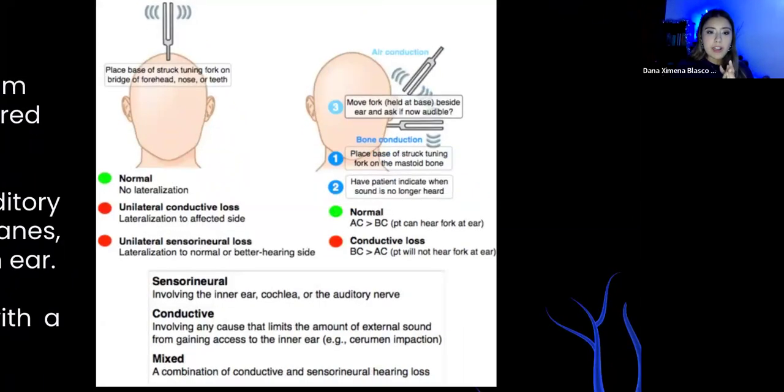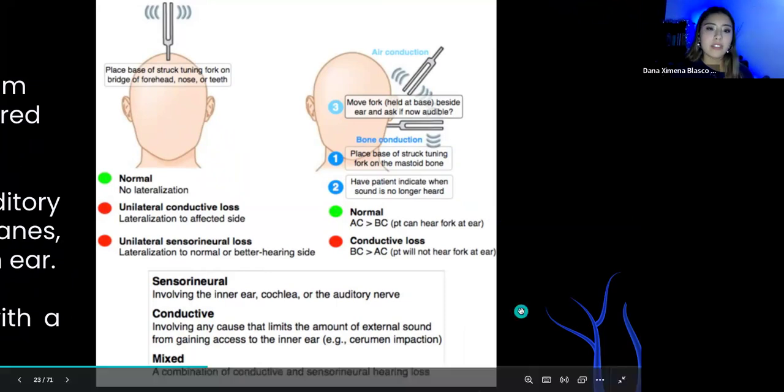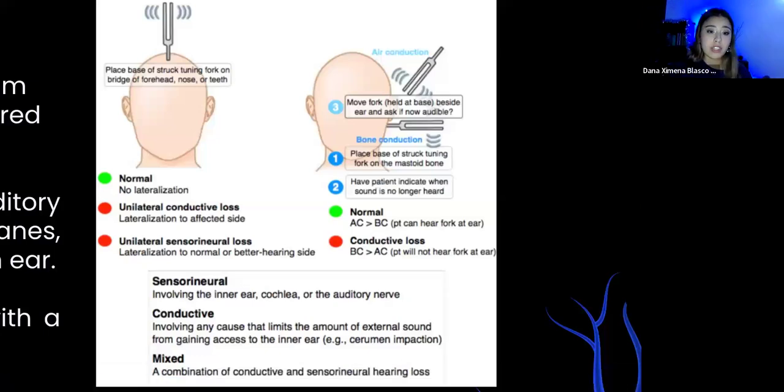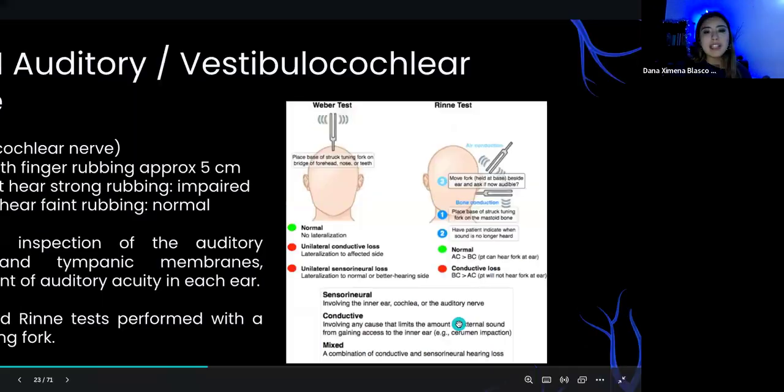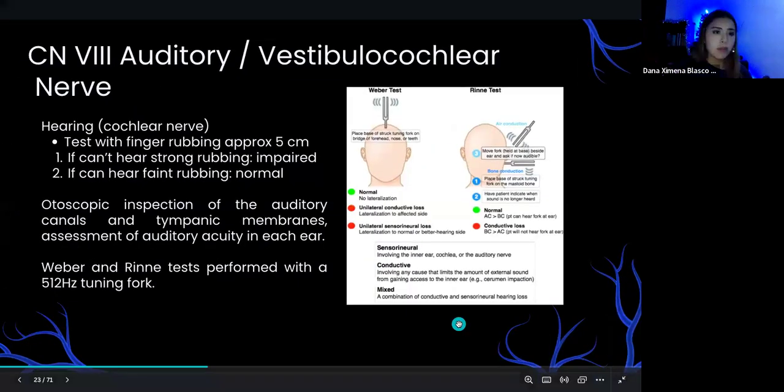Sensorineural means that it involves the inner ear, cochlea, or the auditory nerve. If it is conductive, it means any cause that limits the amount of external sound gaining access to the inner ear. For example, it could be cerumen impaction, and the patient is going to have a conductive loss. It could also be mixed, a combination of conductive and sensorineural hearing loss. So that's why we use the Weber and Rinne tests in this examination.